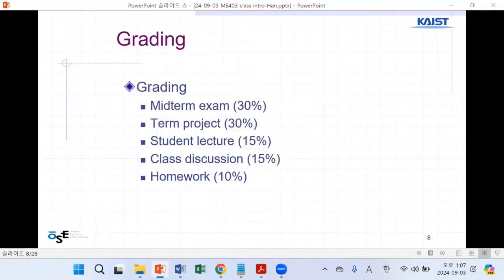Grading: there will be only one written exam, a midterm, only one. And then the term project, there will be 3 presentations by yourselves, in teams. And students probably may have 1 or 2 lectures instead of me. And also class discussion led by one of you, not led by myself. So that is why I put a higher percentage of grading there, and homework is more.